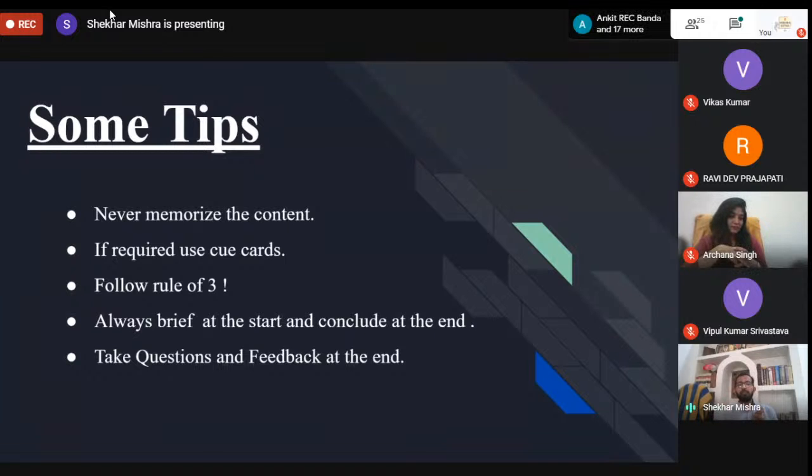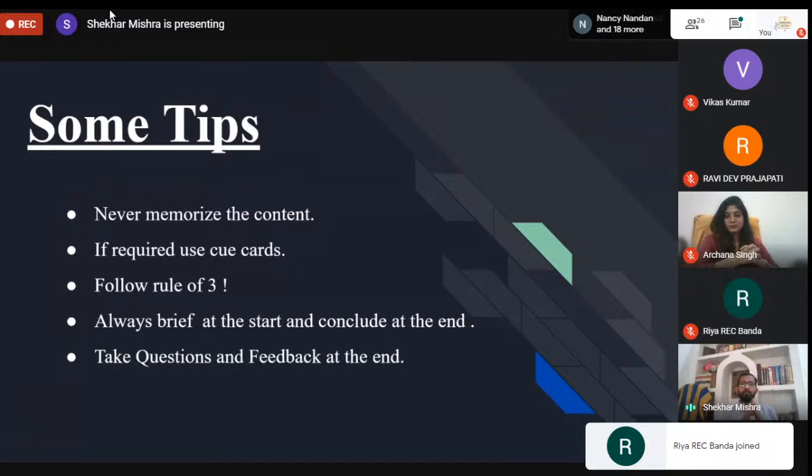And in this way, once you see the cue card, you will remember what you have to speak and will come to that line. Follow the rule of three. What's the rule of three? Rule of three is to prepare everything in 3 points. If you have to tell something, prepare that in 3 points.